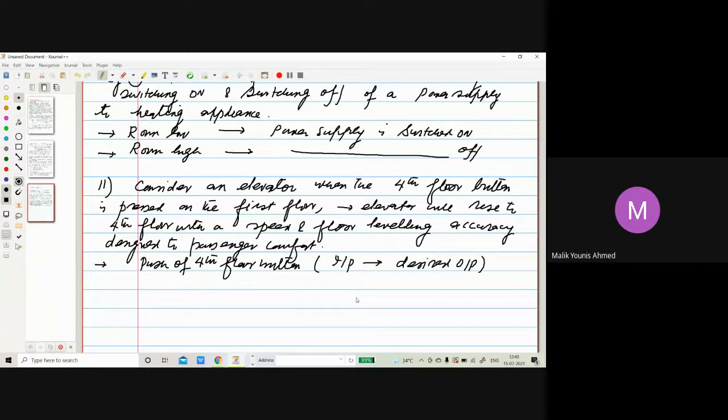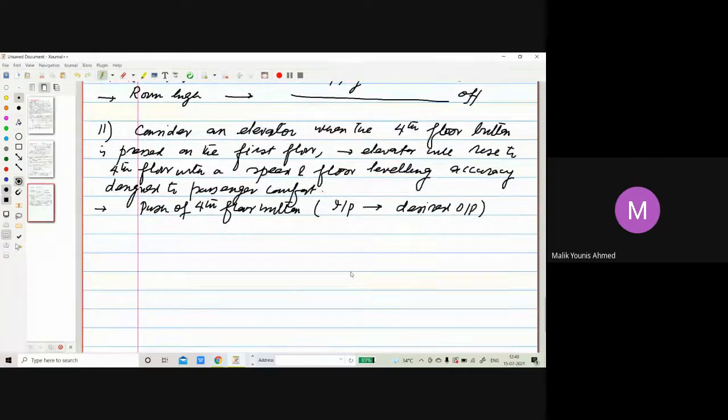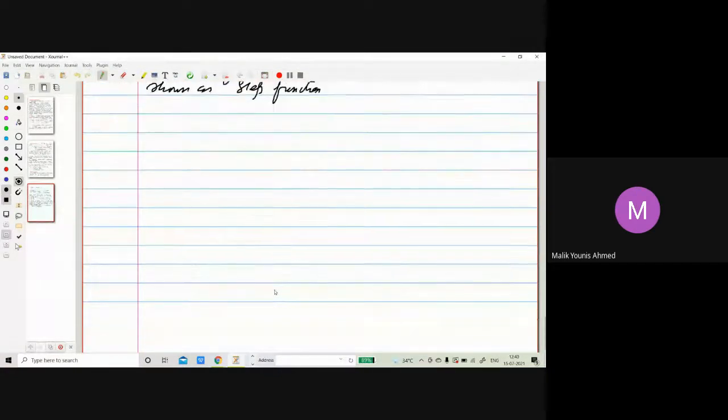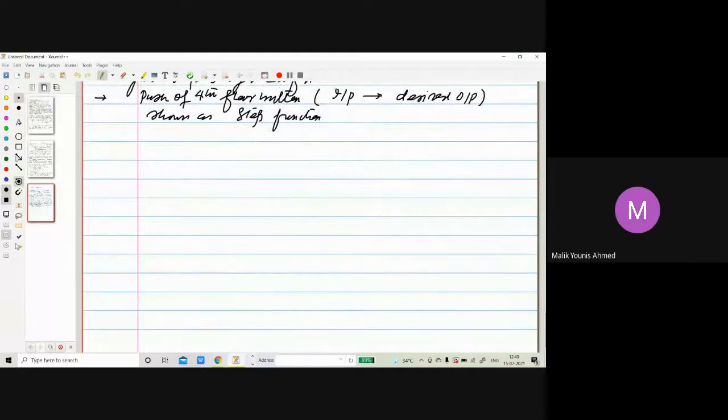So I will show the diagram for this. It will be shown as a step function. जैसे हमने step function पढ़ा था network में, it will be shown as a step function. Now we can represent this as a step function that I will show you. Okay. Performance of the elevator can be seen. Let us see from this curve. So I will draw the curve here. You can see the performance of the elevator.